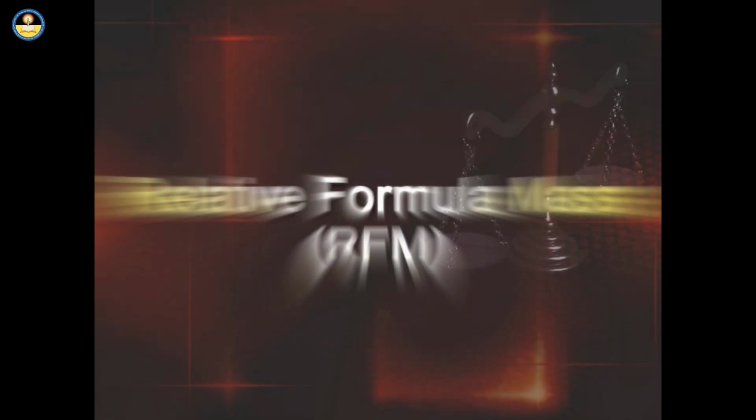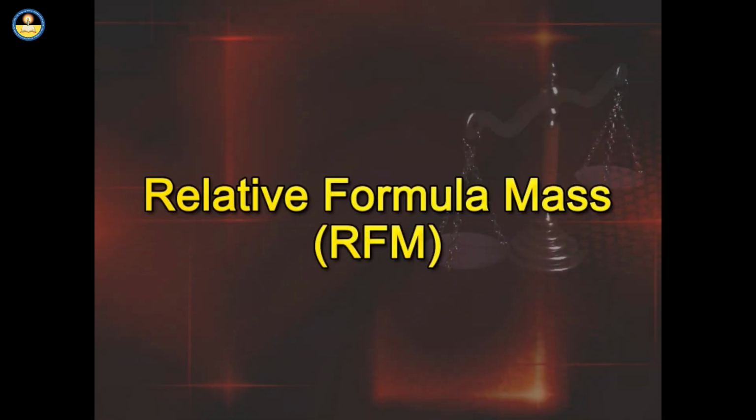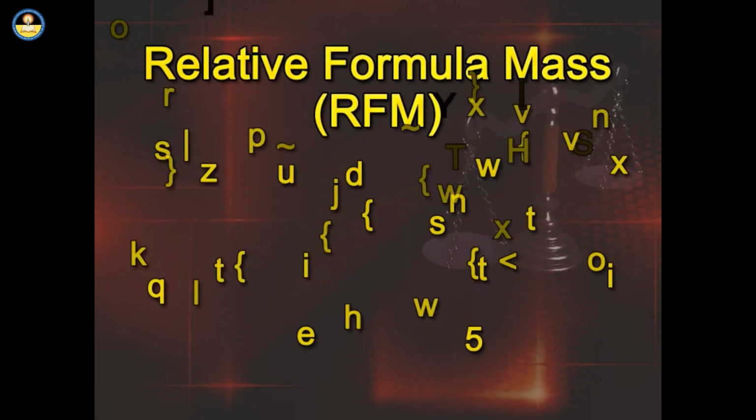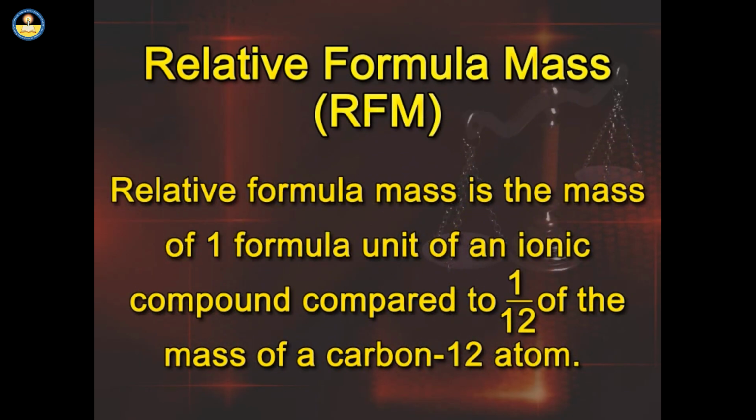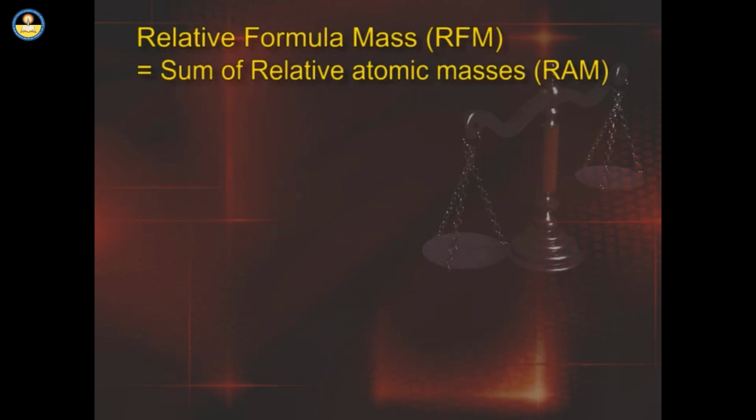We will now learn about relative formula mass, or RFM. Relative formula mass is the mass of one formula unit of an ionic compound compared to 1/12 of the mass of a carbon-12 atom. This means that RFM is equal to the sum of relative atomic masses.